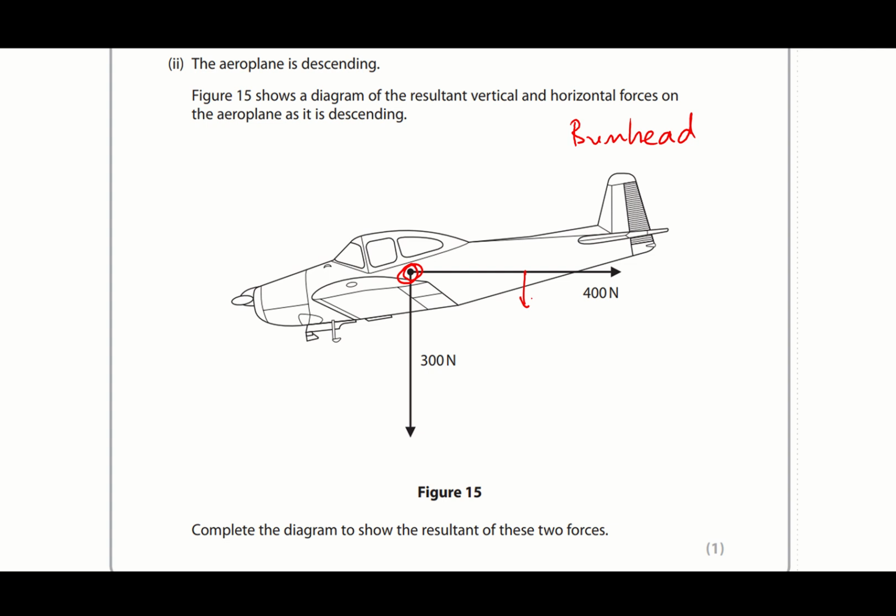So what am I going to do? I'm going to move this force down so that it's here. That arrow down. So that vector is going to be displaced down like that. And now this is the start. This is the end. So my resultant force is going to be the one there.